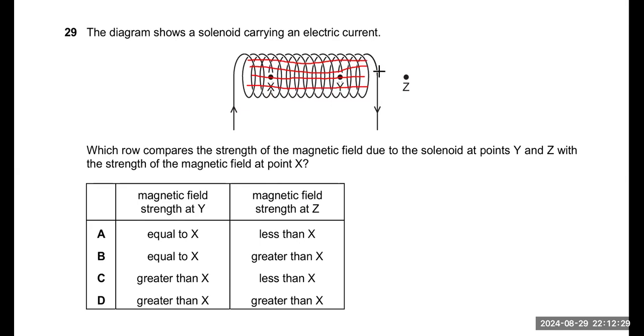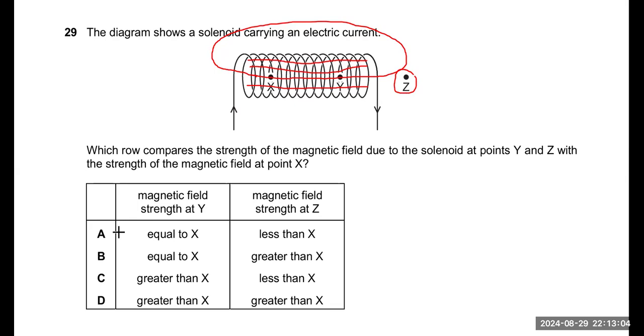And if you look at this portion, remember the magnetic field outside the solenoid is very weak as compared to inside. That is why we can say that the strength of magnetic field at X and Y is similar, because both are in the same line and inside the solenoid. And Z is outside the solenoid, so the strength at Z will be lower as compared to X.